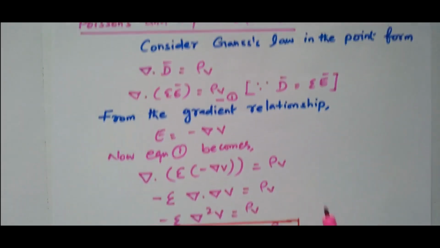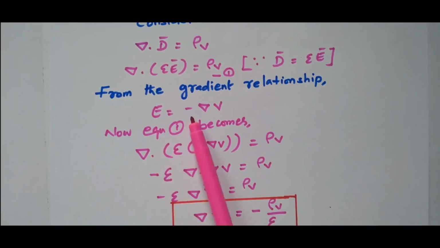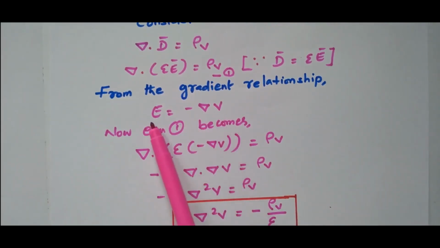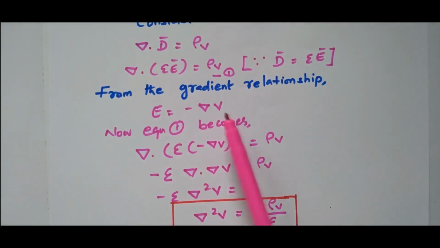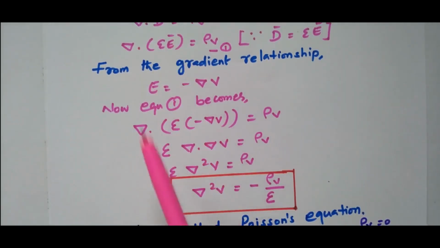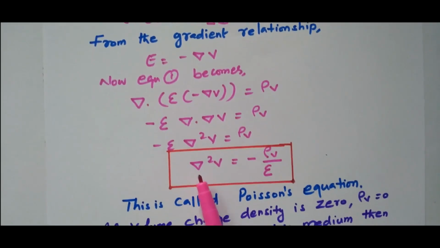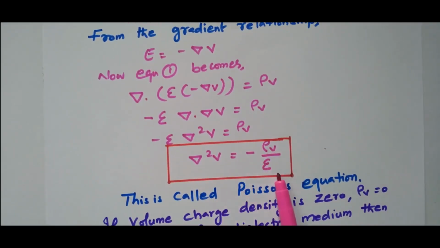Take this as equation number 1. But E equals minus ∇V is another relation available. Electric field intensity equals the negative of the potential gradient, E equals minus ∇V, right? Now we substitute this E in the first equation. So ∇·ε, here we are substituting E as minus ∇V, equals ρv. So what will happen? This ε is taken outside: minus ε ∇·∇V equals ρv. So that is nothing but ∇²V, so minus ε∇²V equals ρv, right?